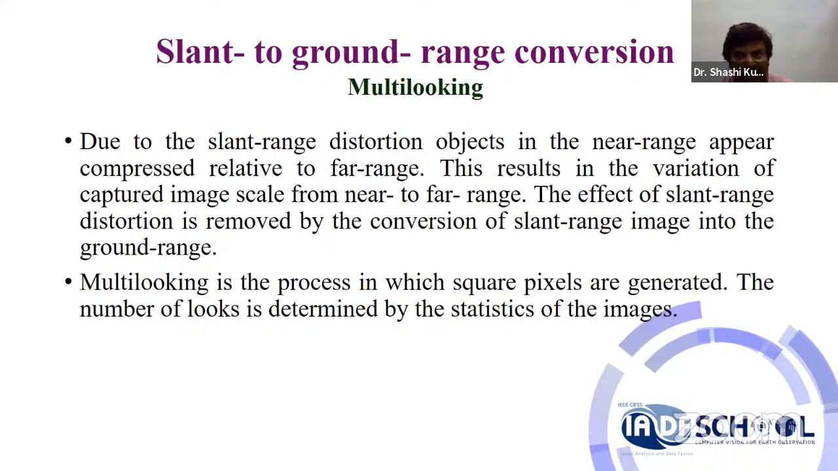And in the first step, we are going to remove that ambiguity, because due to slant range distortions, objects in the near range are going to appear compressed relative to the far range. So to get the actual ground range information, we are going to do the slant to ground range conversion. Now, when we do the slant to ground range conversion, as we know there are two resolutions in the resolution cell, azimuth resolution and range resolution. Now, both the resolutions will become different. So the shape of the resolution cell of the SAR data set will become rectangular. And generally in image processing, we prefer to use the square shape of the resolution cells. So we will generate the square pixels or square resolution cells by doing the multi-look operation. Okay, so multi-looking will be performed to generate the square pixels.